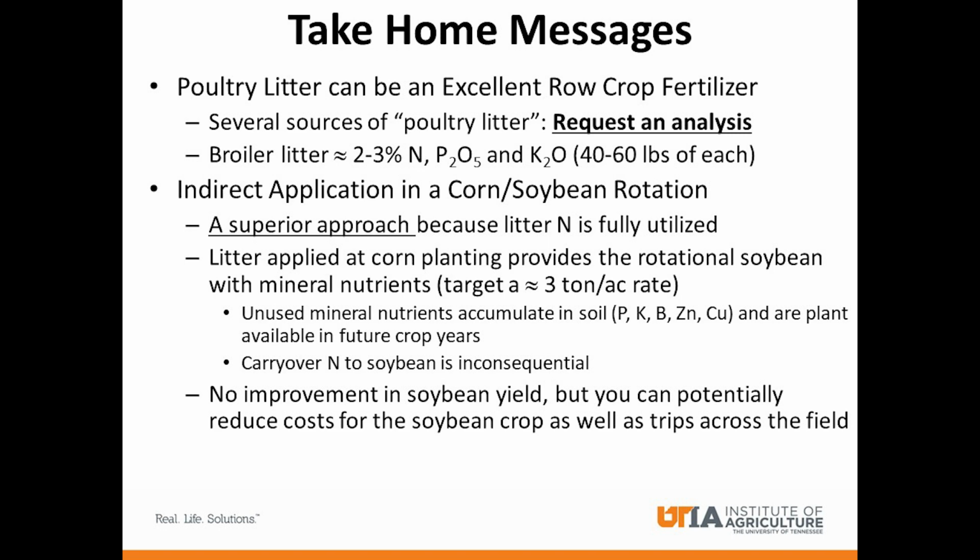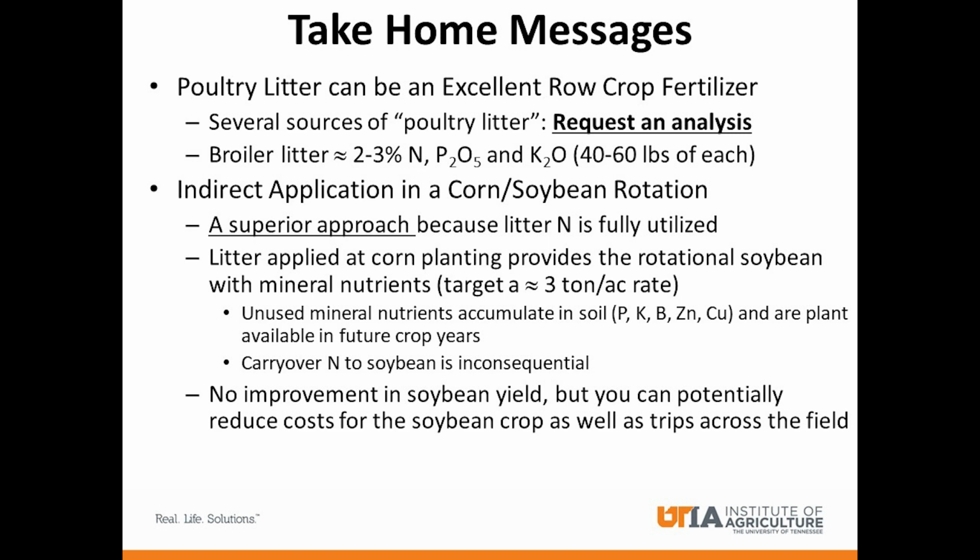All right, so now let's go over the take-home messages. First, poultry litter isn't just poultry litter. There's all kinds of different poultry litter. Make sure you ask for an analysis. Be aware that broiler litter, which is going to be the most commonly available, is 2 to 3% per ton. That's around 40 to 60 pounds of each mineral nutrient. Remember, the nitrogen is only 50% available if you are putting it on corn.